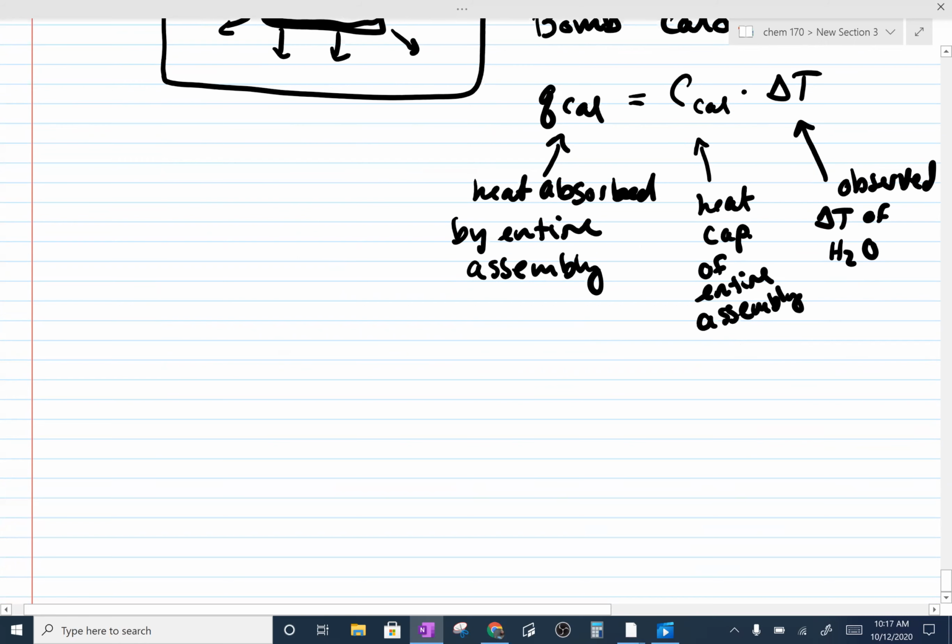So we can say then that Q cal is equal to the negative of the Q of the reaction. We know that all of the heat that's going into heating up the system is coming from the reaction itself. What's being released and absorbed by the surroundings must be released by the system. So Q reaction is just equal to the negative of the Q cal.